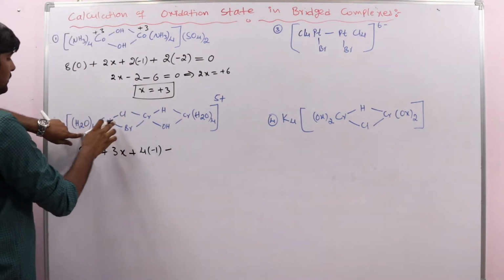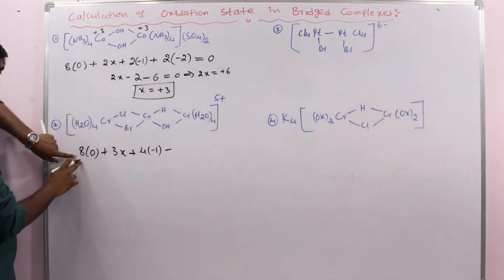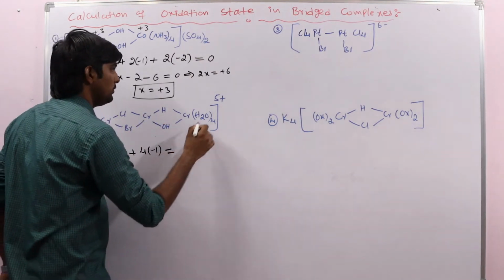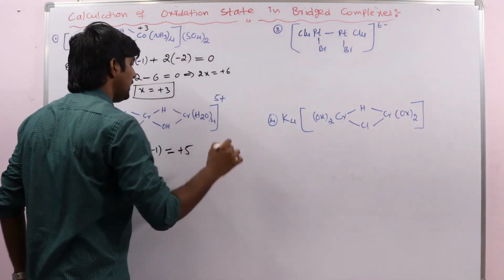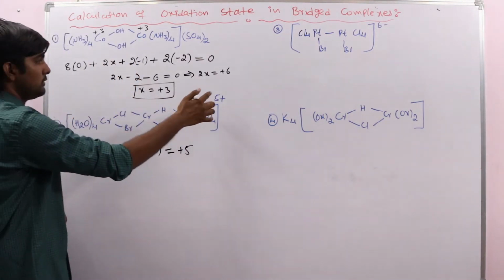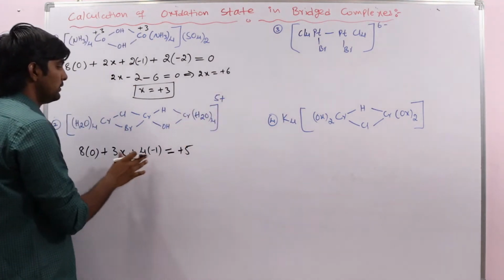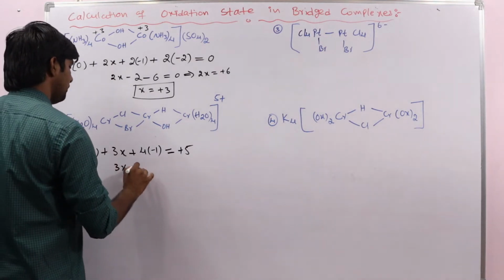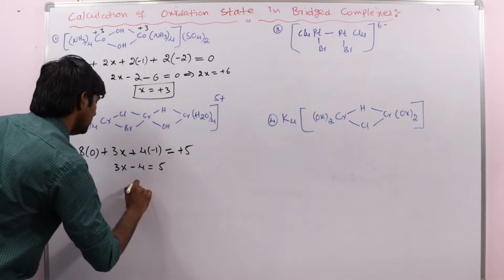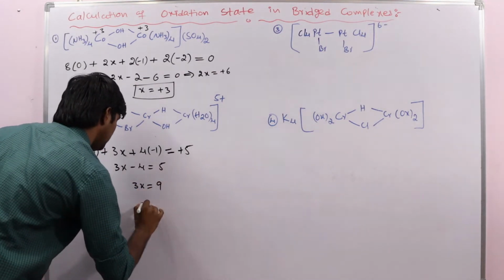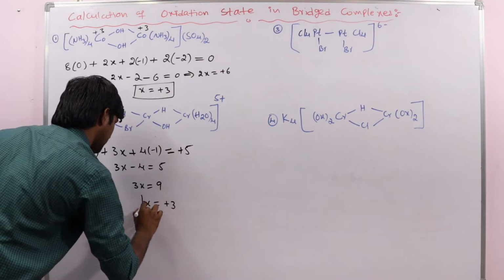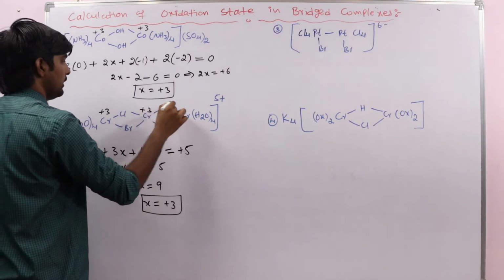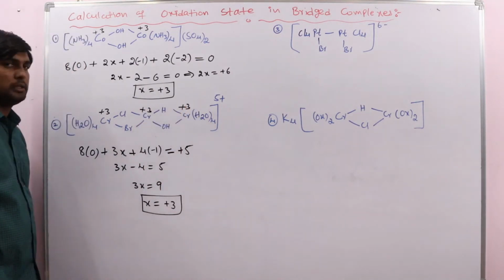Okay, that's all. So total 8 non-bridged ligands, 4 bridged ligands and 3 metals, that is equal to the charge present on the coordination sphere. See here the charge present on the coordination sphere is equal to plus 5. So 3x minus 4 is equal to 5, 3x equal to 9, x is equal to plus 3. So each chromium carries plus 3 oxidation state.